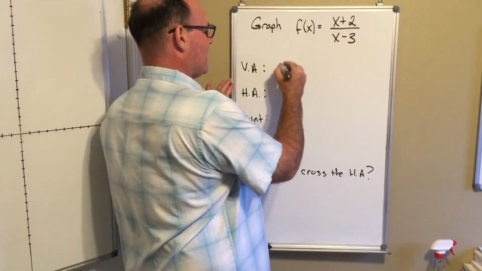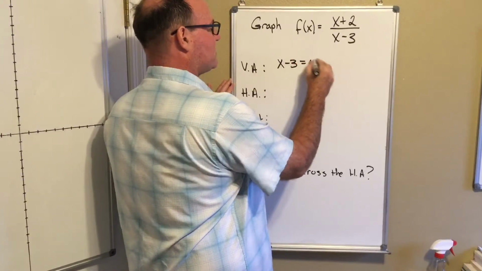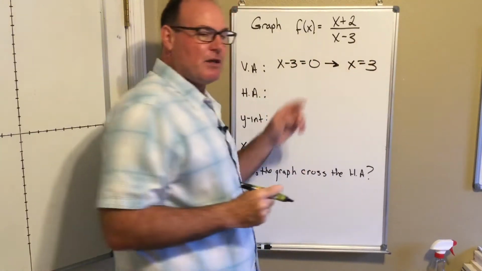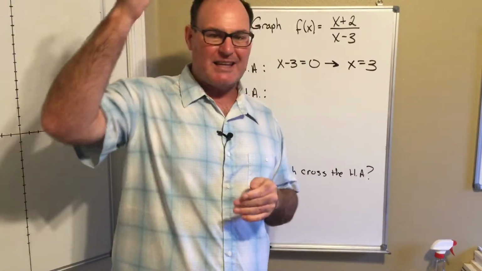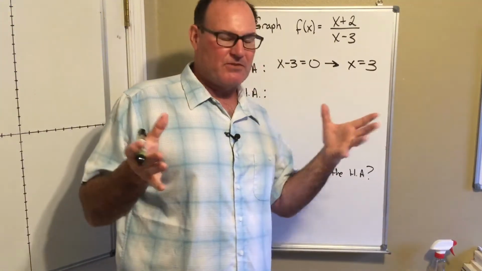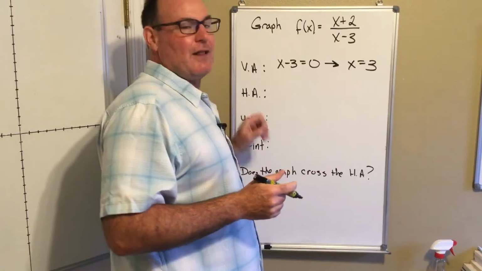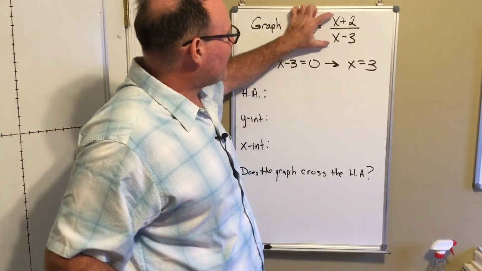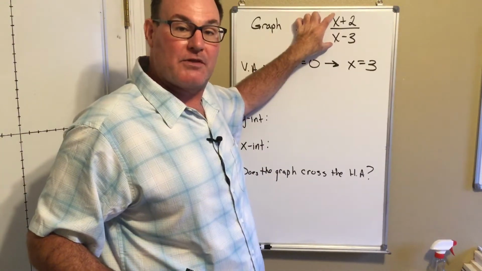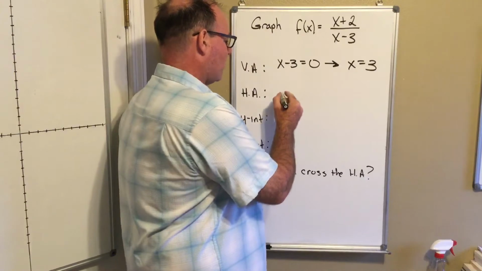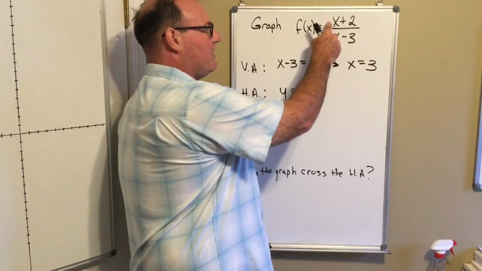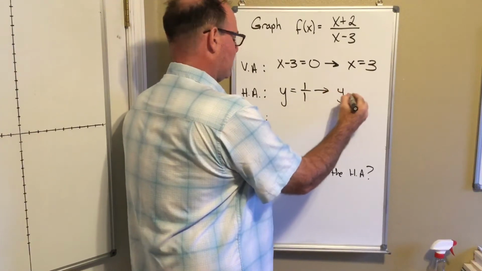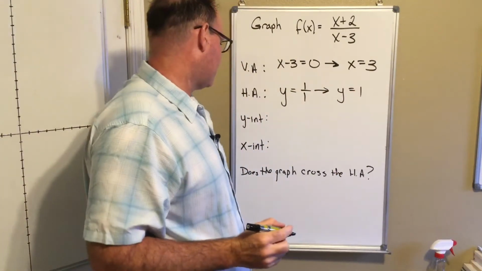So for this graph right here, the vertical asymptote is where x minus 3 equals 0, and so that means x is equal to 3. In a moment, when we graph, we're going to draw a nice dotted line, a nice force field, at x equals 3. The horizontal asymptote, remember there's 2 situations, and go back and watch that video. This is the situation where the degree of the top and the bottom are the same, and so my horizontal asymptote is going to be y equal to the ratio of these 2 coefficients, 1 over 1. So the horizontal asymptote is y equals 1.